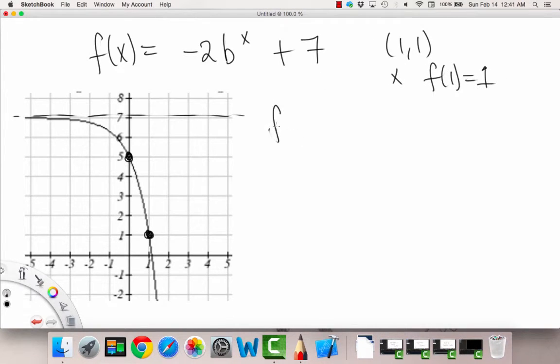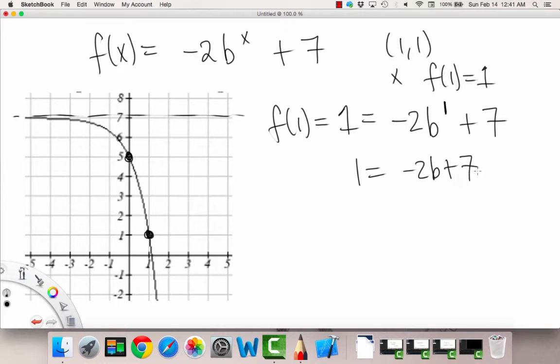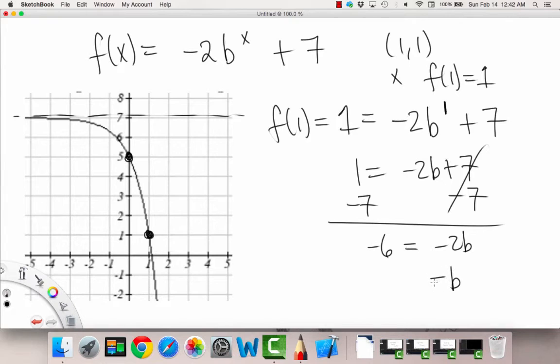So f of 1 should be equal to 1, and according to our formula it is equal to negative 2 times b to the 1 power, because x is equal to 1, plus 7. If we solve for b, we subtract 7 from both sides, and we get negative 2b equals negative 6. So then b has to be equal to a positive 3. Okay, and that's pretty much it. Now we just put together all of our information on the next slide.